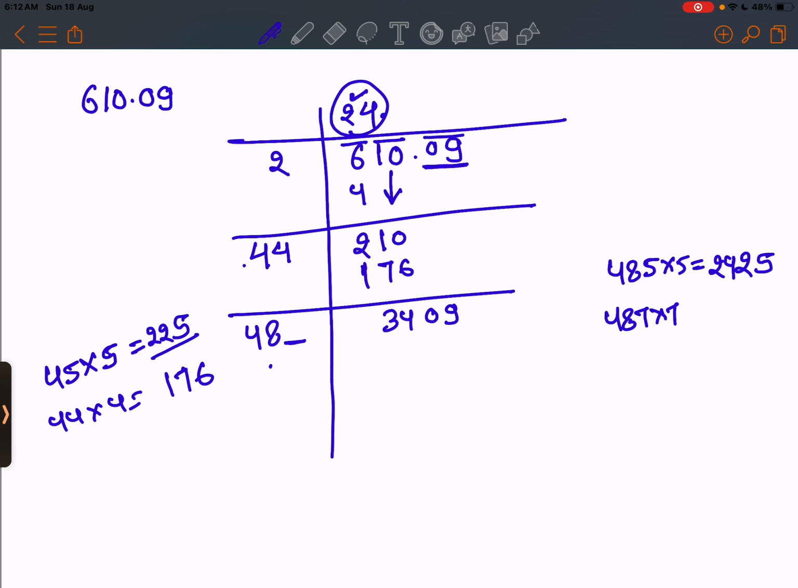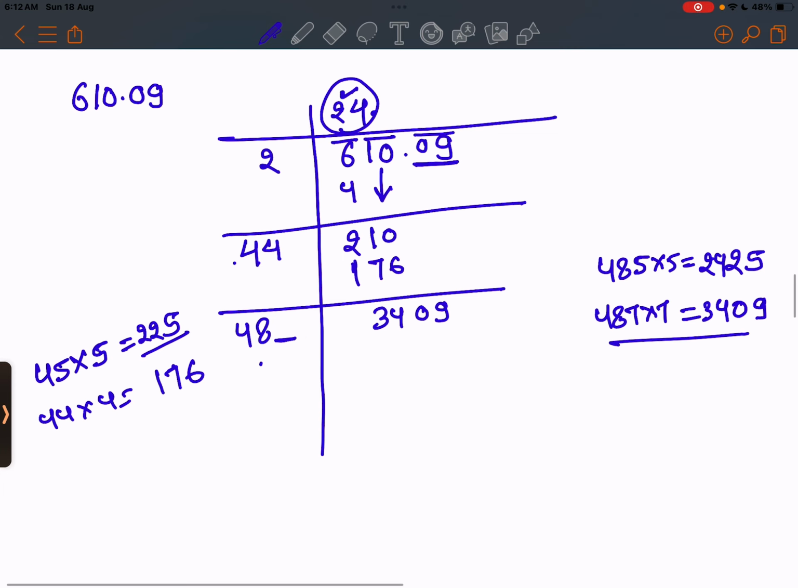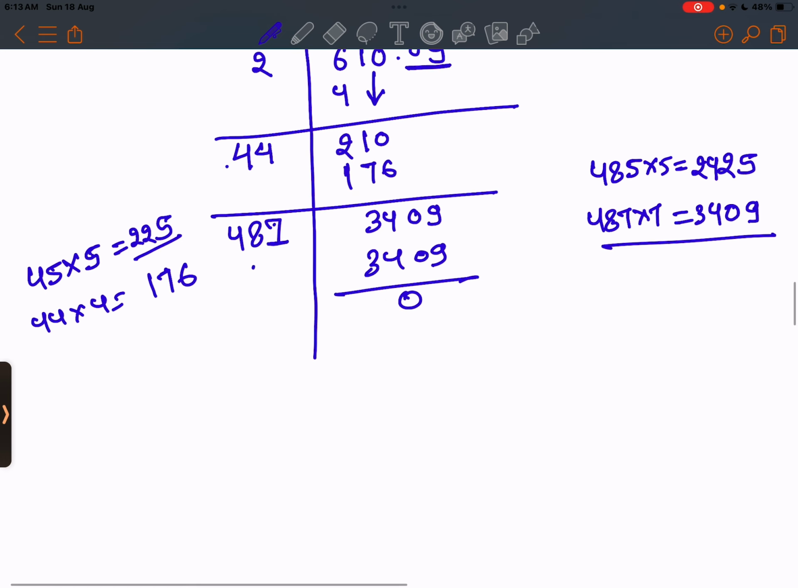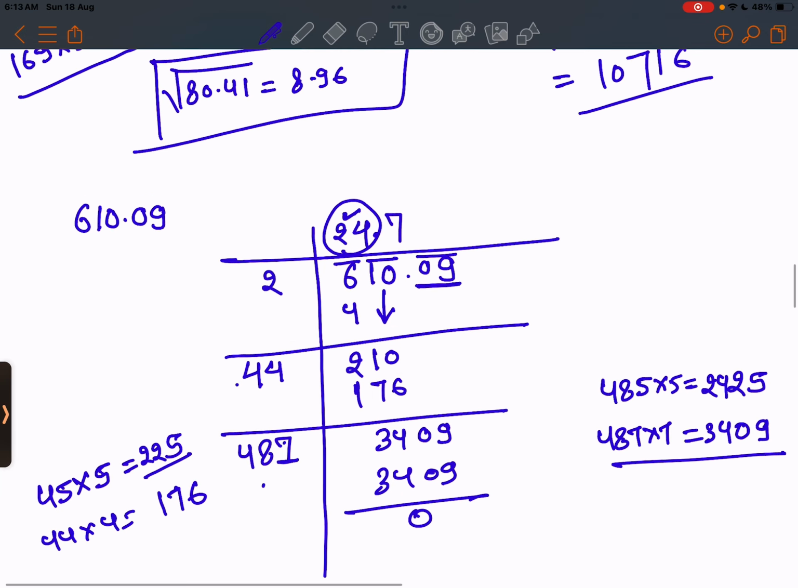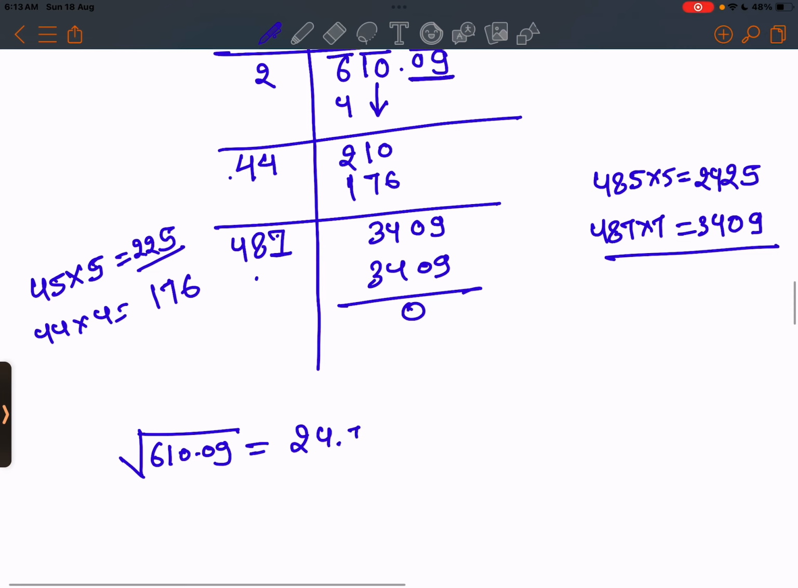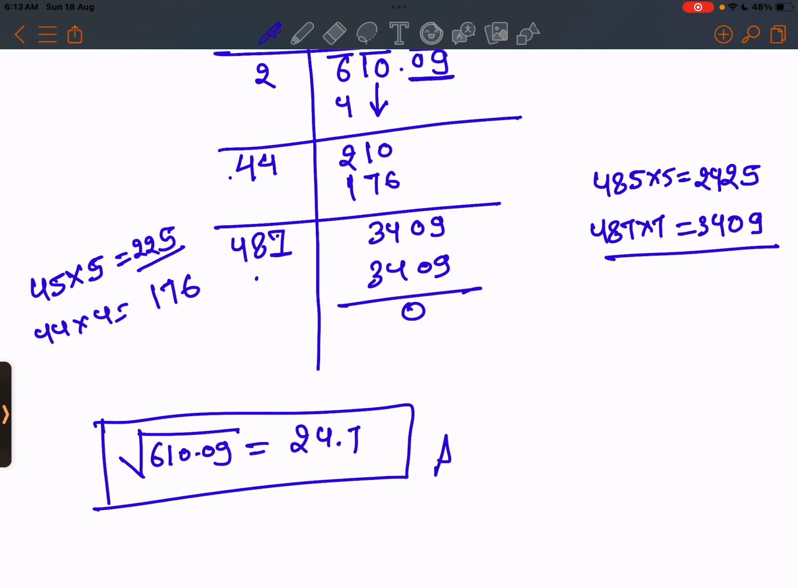So we have to try 487 into 7. 7 sevens are 49, carry 4, 7 eights are 56 plus 4 is 60, carry 6, and so 3409. Exactly divisible. We got the exact division, so the given number 610.09 is a perfect square. Further we divide and get the remainder 0. So 610.09 is a perfect square, and its square root is 247. So that would be the answer.